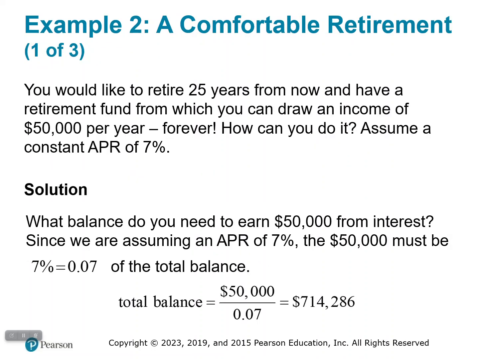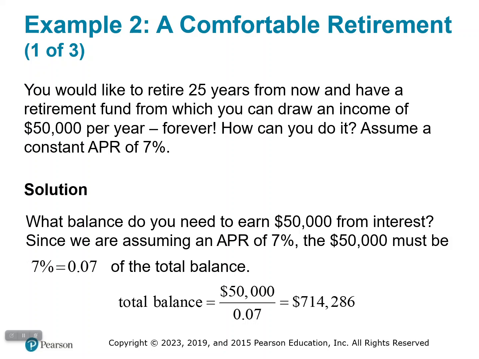All right. You would like to retire 25 years from now and have a retirement fund from which you can draw an income of $50,000 per year forever. How can you do it? Assume a constant APR of 7%.